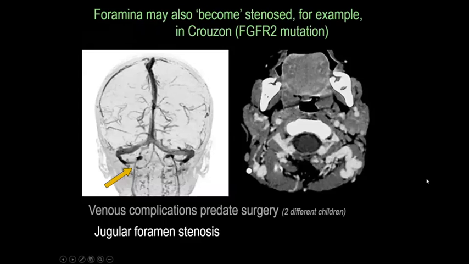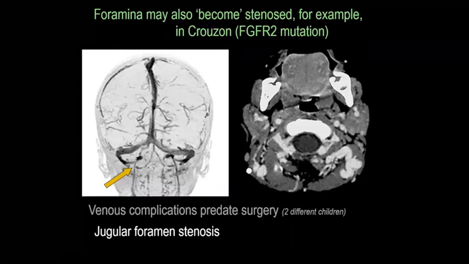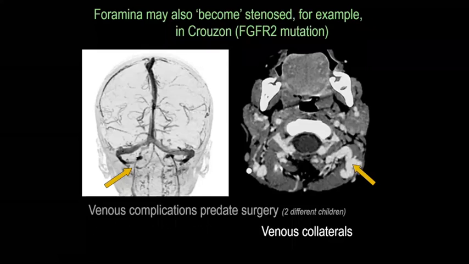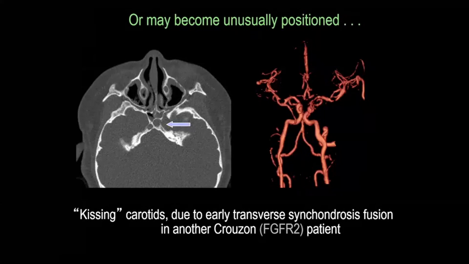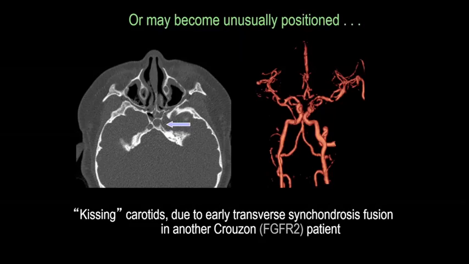Foramina may also become stenosed, for example, in Crouzon, and remember FGFR2. This is an FGFR2 mutation. The venous complications may predate surgery. Here we have two different children. In the first, we see a jugular foramen stenosis, and in the second one, we see extensive venous collaterals because of their jugular venous stenosis, which is already occluded. They may also become unusually positioned. So here we have kissing carotids due to early transverse synchondrosis fusion in another Crouzon FGFR patient.